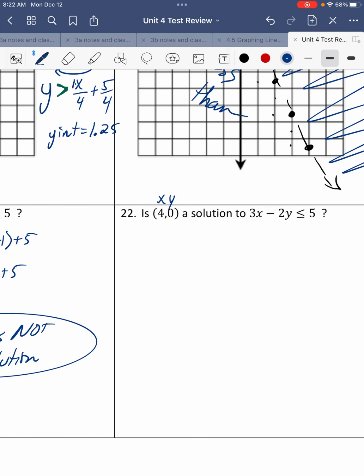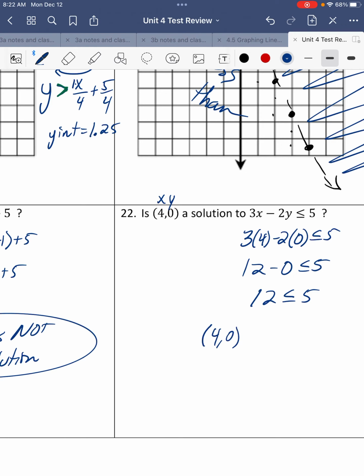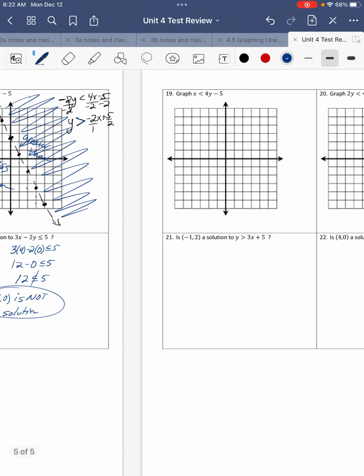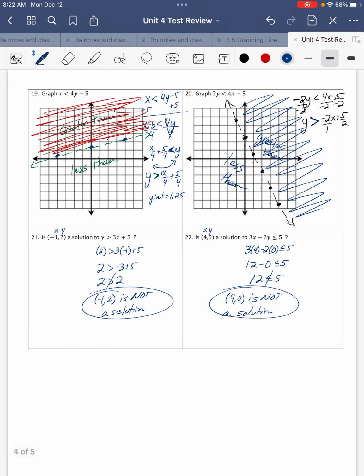All right, let's check if 4, 0 is a solution. So it's 3 times 4 minus 2 times 0. 3 times 4 is 12, minus 2 times 0 is 0. Is 12 less than or equal to 5? No, so 4, 0 is not a solution, because 12 is not less than 5. I think that's it. All right.